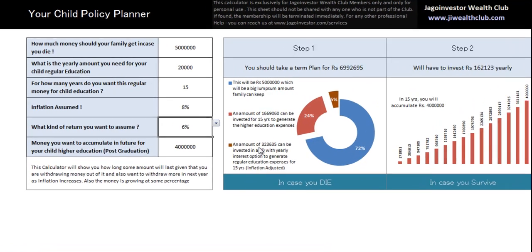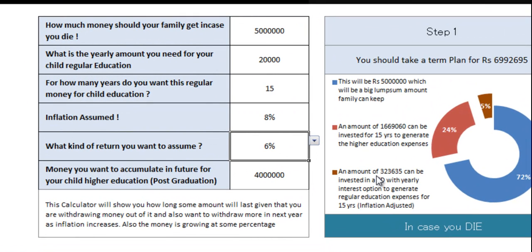So a lot of people buy child plans and endowment plans for their child education, and what will happen if I die? So all these questions are there. So this calculator, what it does is it combines term insurance and other kind of investment products into one, and it creates a structure which acts like a policy. So all you need to do is fill up all these things, and it will tell you the 2 things you have to do.